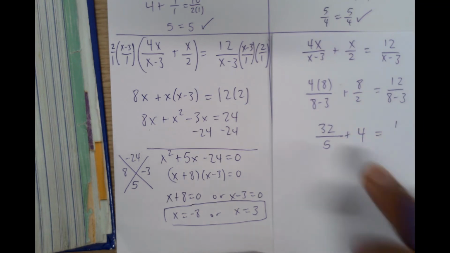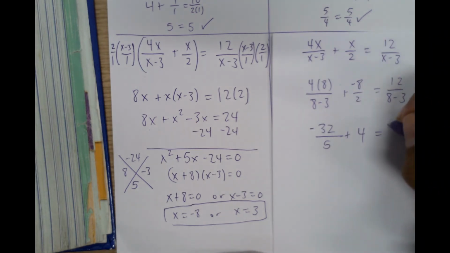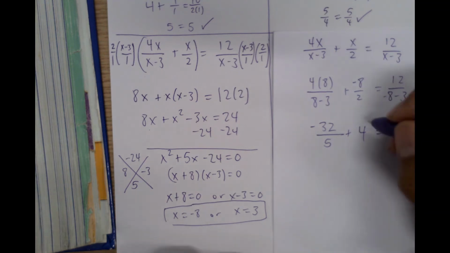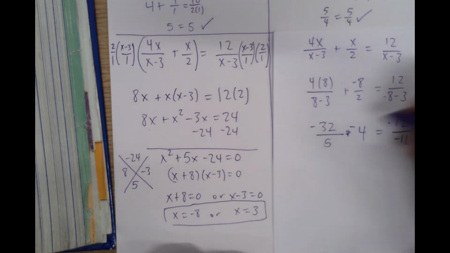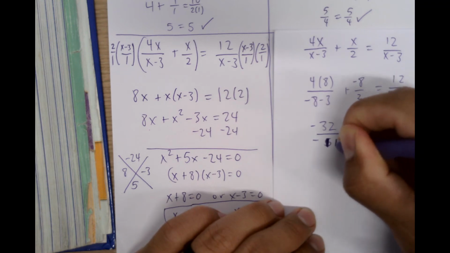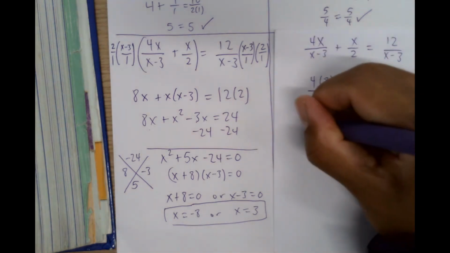Oh yeah, negative 8, sorry. Negative 8. Negative. And 12 over negative 11. Is this negative 4? Oh, so this would be also negative 11, sorry. Oh, so this would be plus, sorry. This is super confusing.